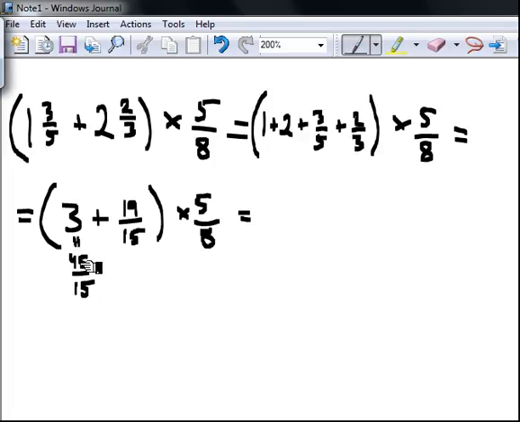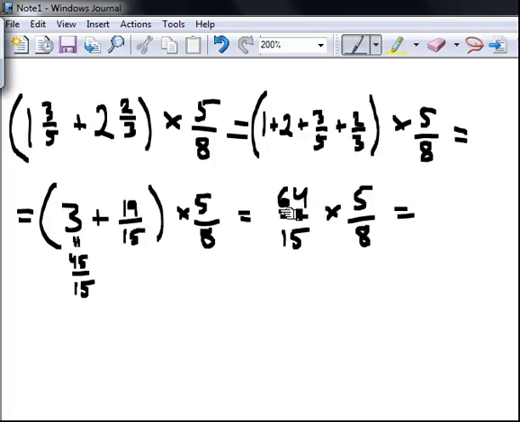Now we have 45 plus 19. Okay, so 45 plus 19 is going to be 64 15ths. 64 over 15. And then we have times 5 over 8. 64 times 5 is going to be a large number, so let's simplify first.